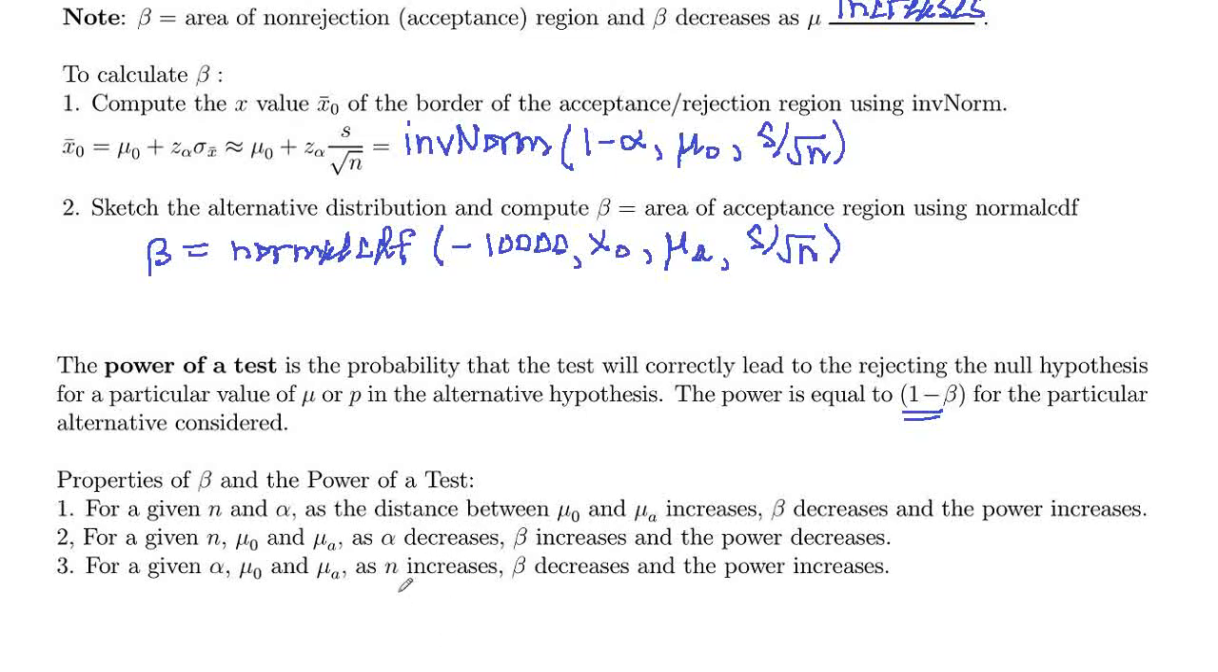And then as n increases, beta decreases, and the power of the test increases. So if you want to decrease a type 2 error, you should increase your sample size. So increasing your sample size will decrease beta and increase the power of the test, 1 minus beta.